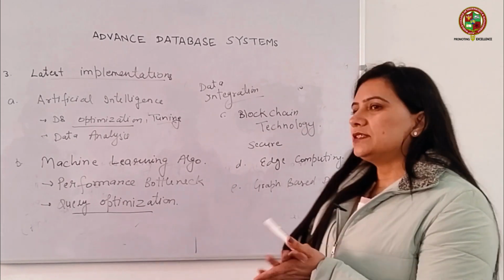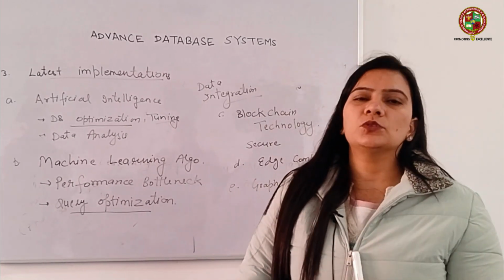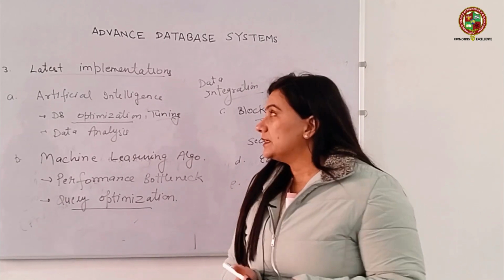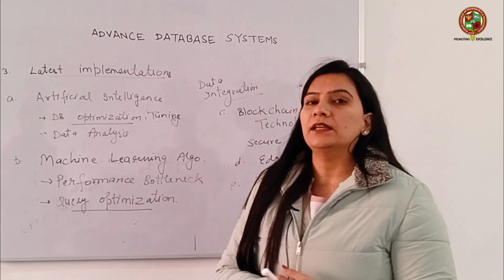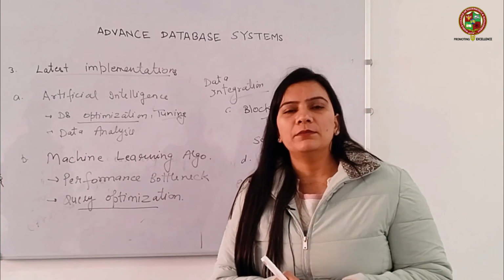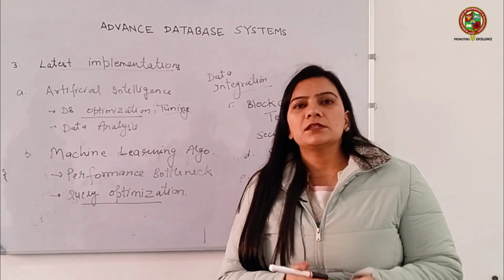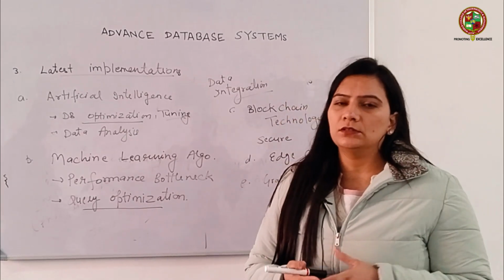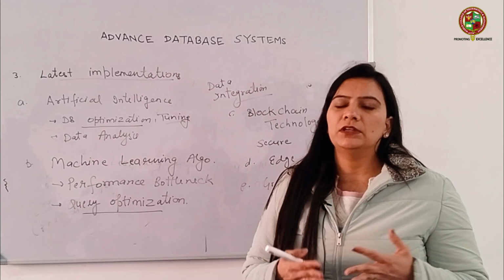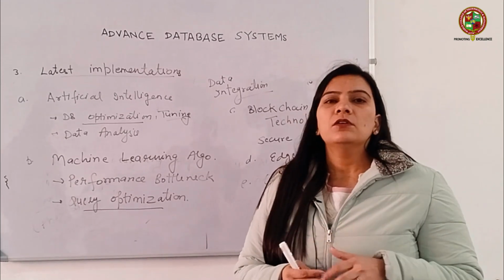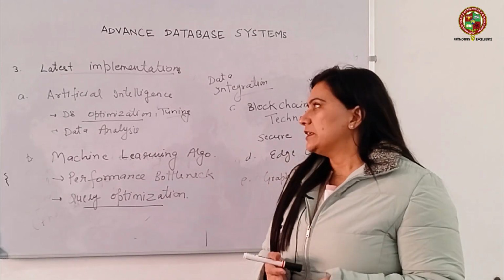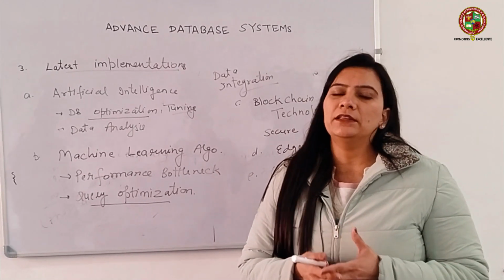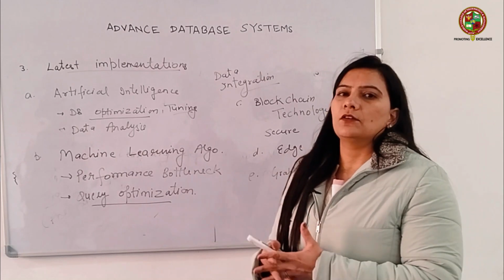So students, we have learned a few topics through which we learned what exactly the database is, what its importance is, why we are using advanced database systems, and what the requirement of advanced database systems is in recent times. Then we talked about different models, like the parallel DBMS and the distributed DBMS, and what their advantages and features are. Lastly, we talked about some latest implementations, or the integration of databases with different technologies.